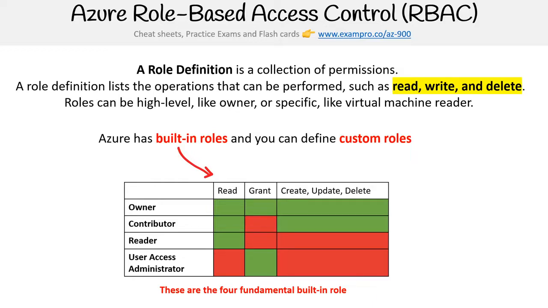Then you have a reader. A reader, as the name implies, can only read resources. They can't create, update, or delete. They can't grant access to other users. And then a user access administrator only grants. Their job is to give access to other users, but they can't do anything themselves. So there you go. That is role-based access controls.